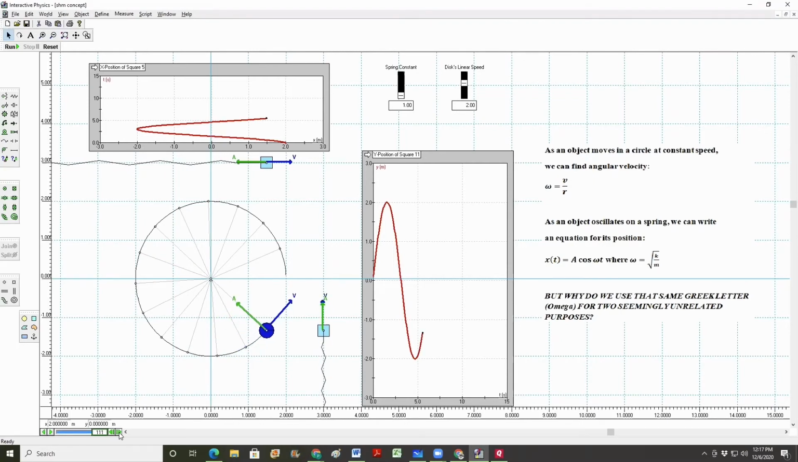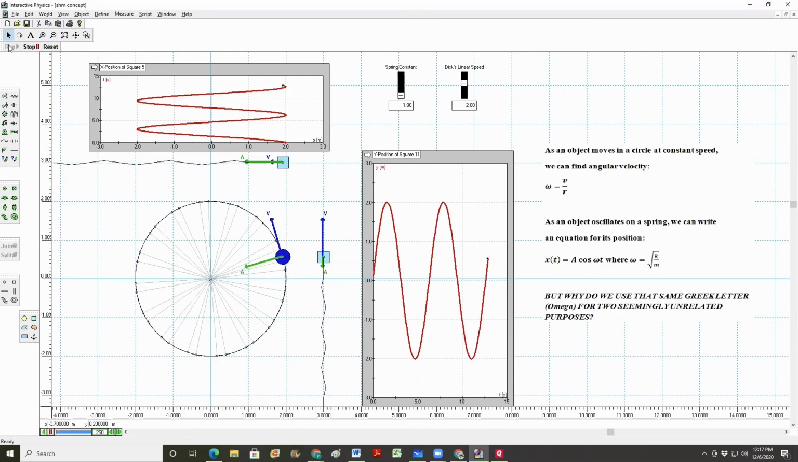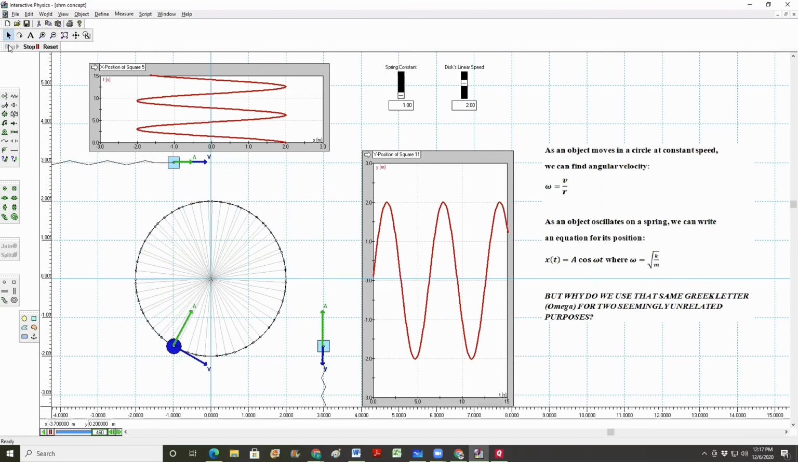In other words, and now I'll let it run, the circular motion can be thought of as a combination of simple harmonic motion in two different directions. Or the simple harmonic motions can each be thought of as the projection of circular motion onto one dimension.